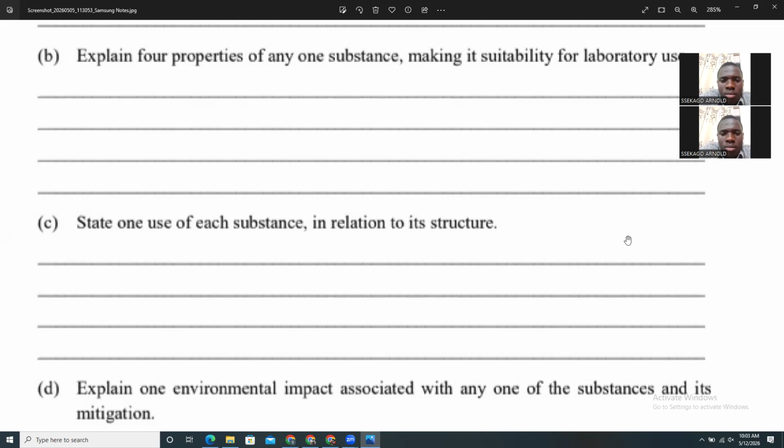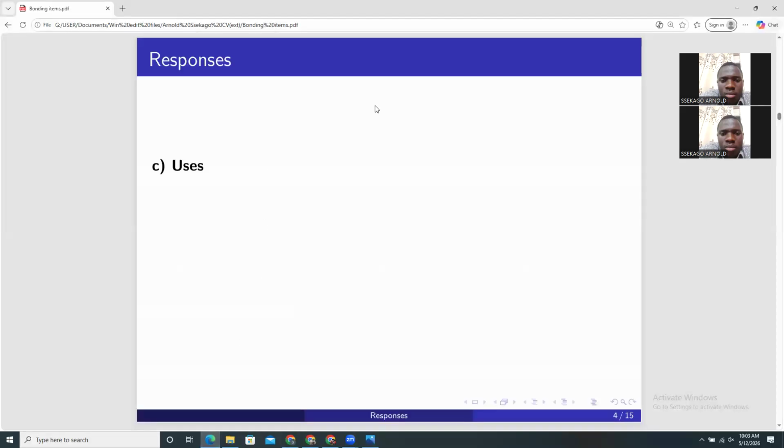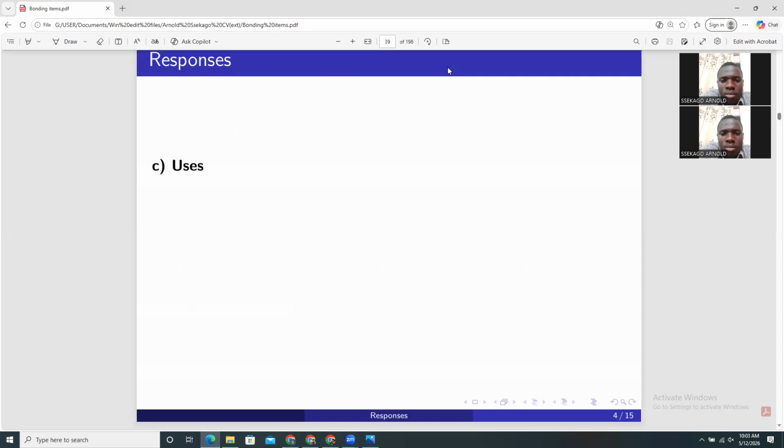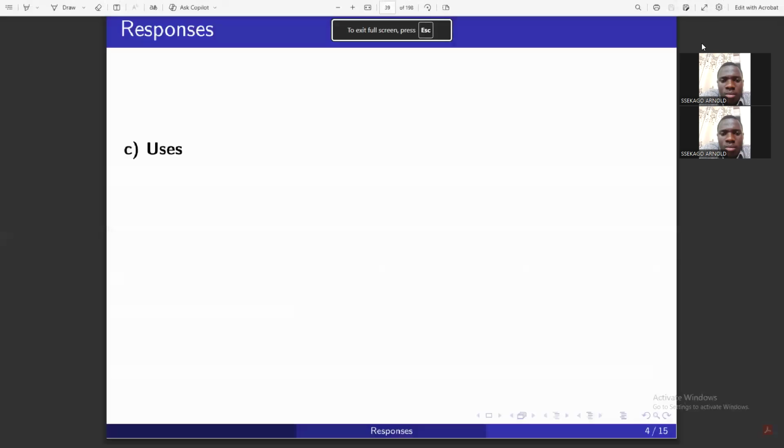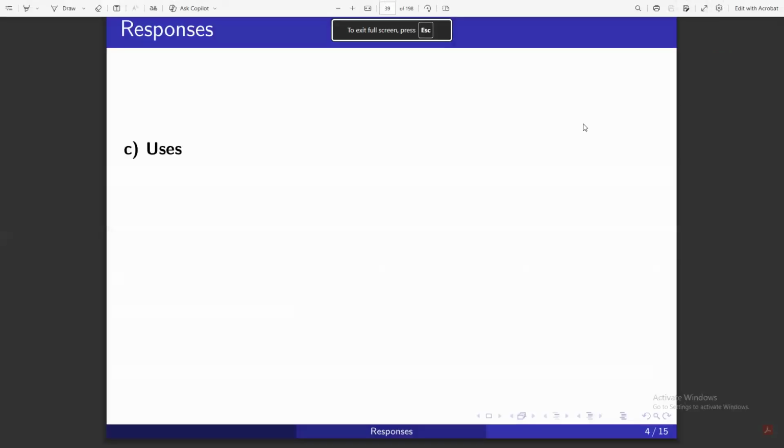So we start with potassium chloride, the first substance of ours. Potassium chloride. I assume that my screen is visible. There you are. So the uses of potassium chloride: it is a salt.